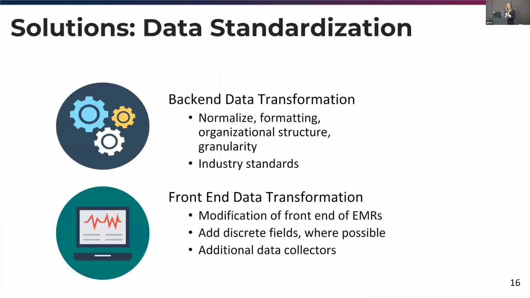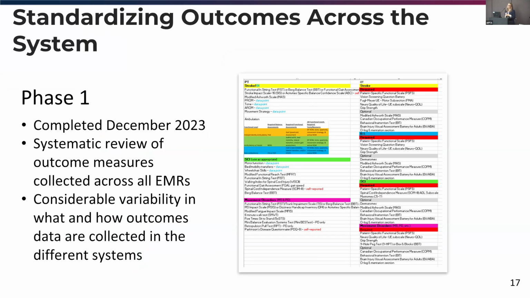So some other solutions related to data standardization. Of course, with any data infrastructure, you're going to need to do back-end data transformation, and you'll want to try to follow industry standards. And of course, we heard a lot today about doing front-end data transformation to modify the front end of your EMRs, maybe adding discrete fields where possible, adding additional data collectors. We certainly need to do both of these and do them a lot. And then standardizing your outcomes. This is one that I think we've all been listening to quite a bit today, for transforming our data to standardize across our system.